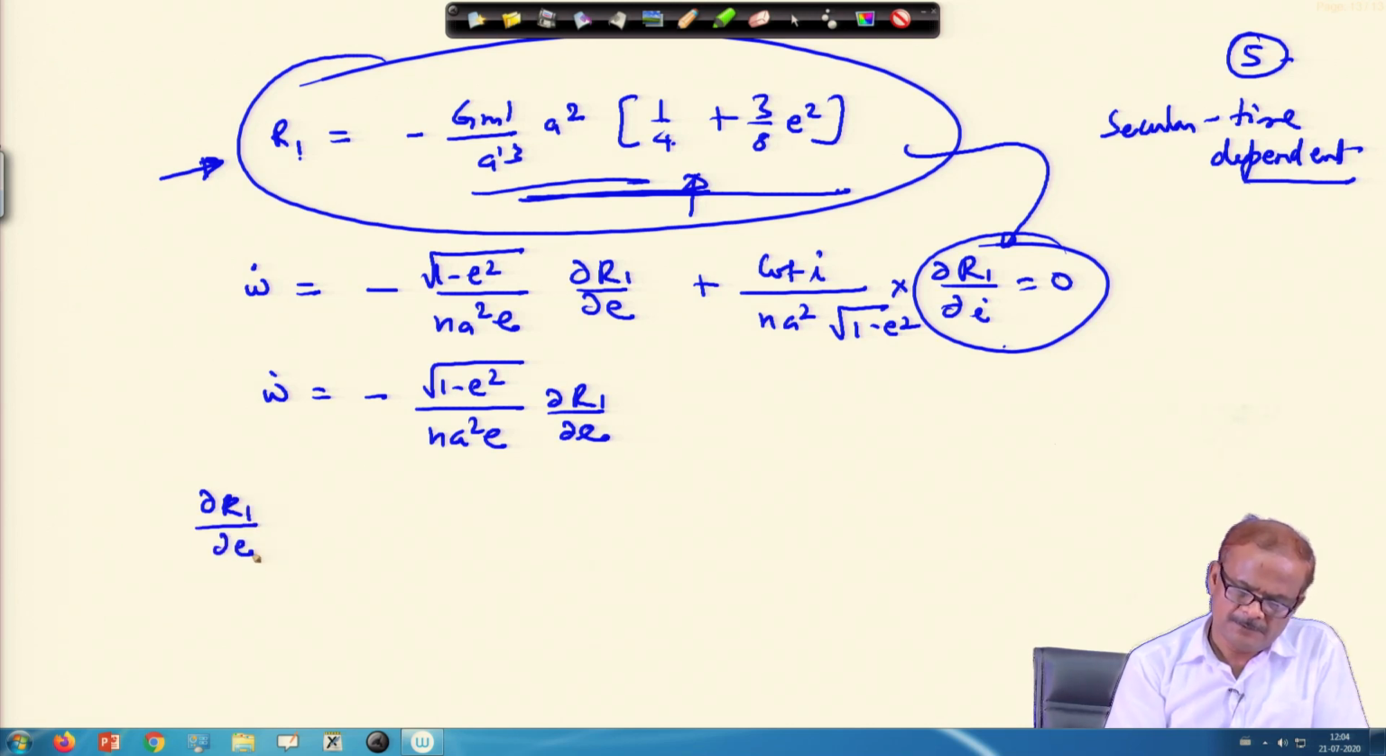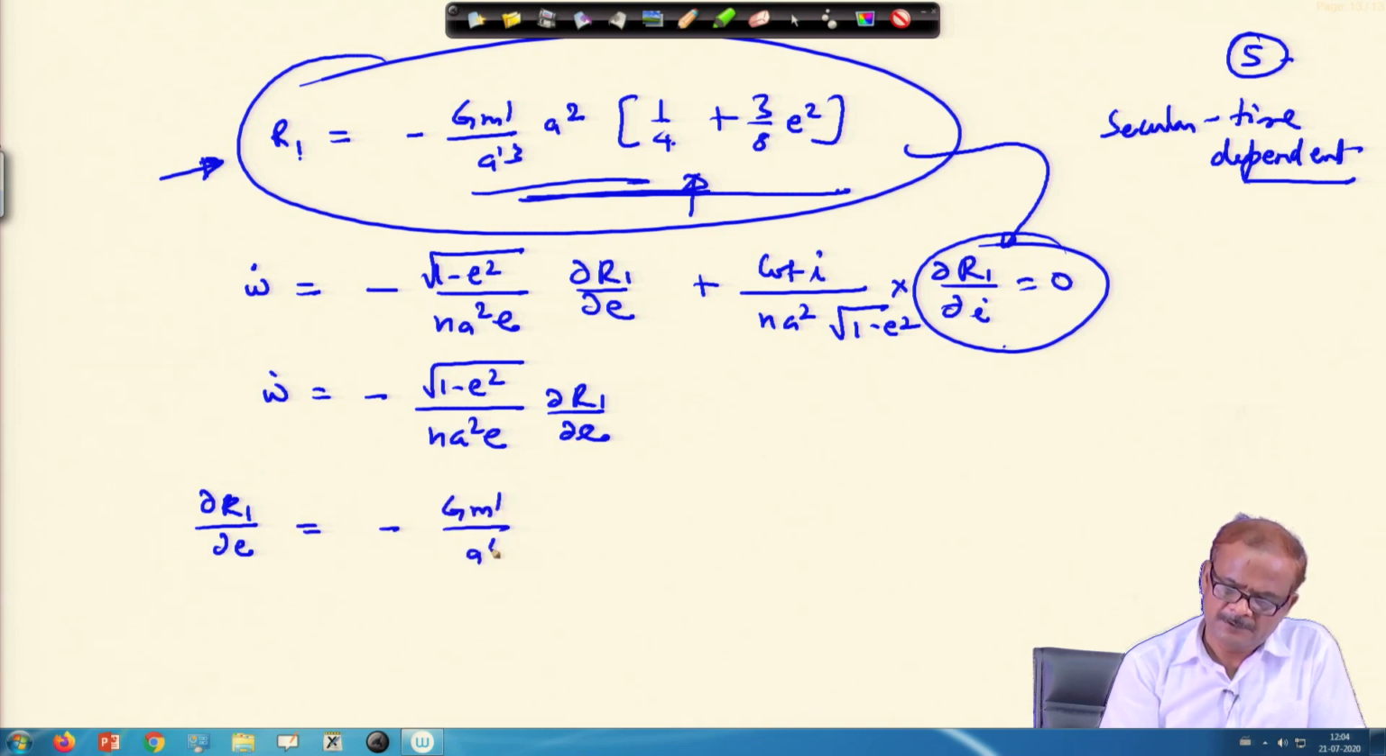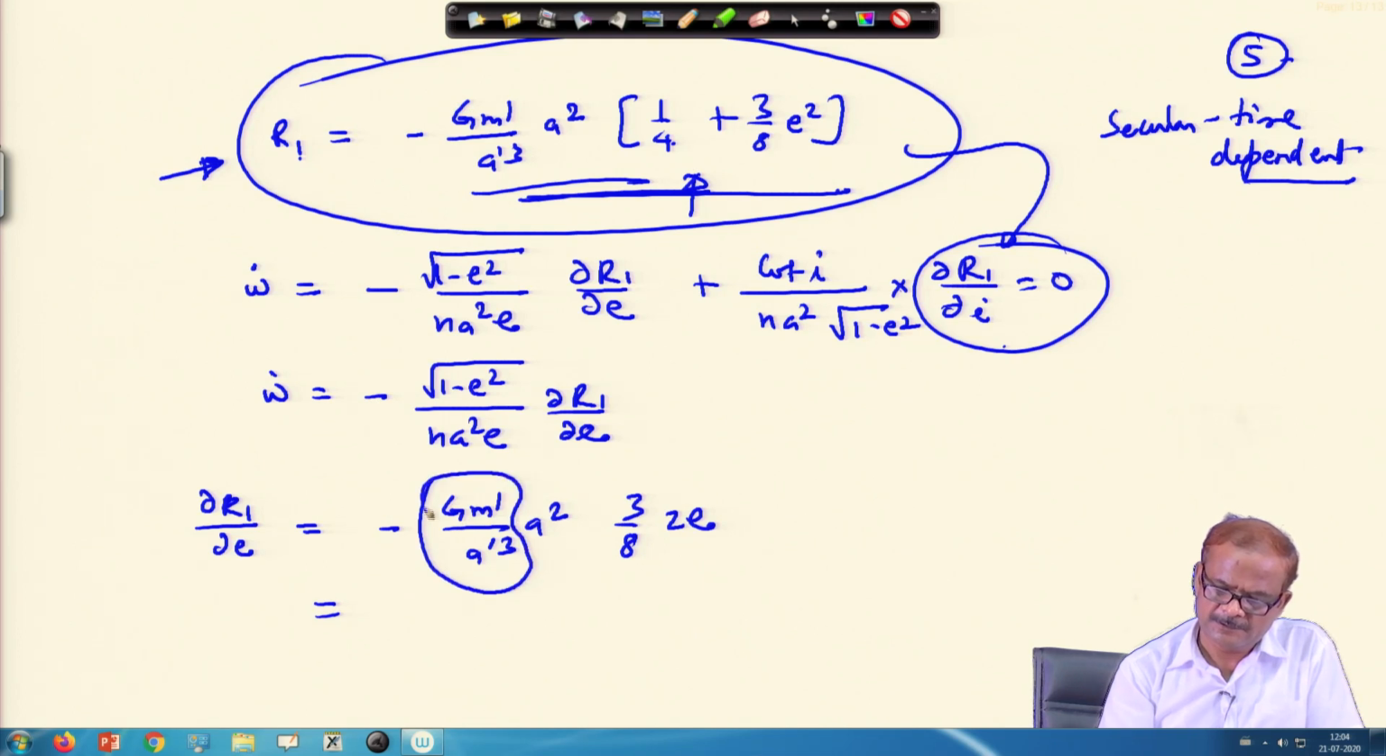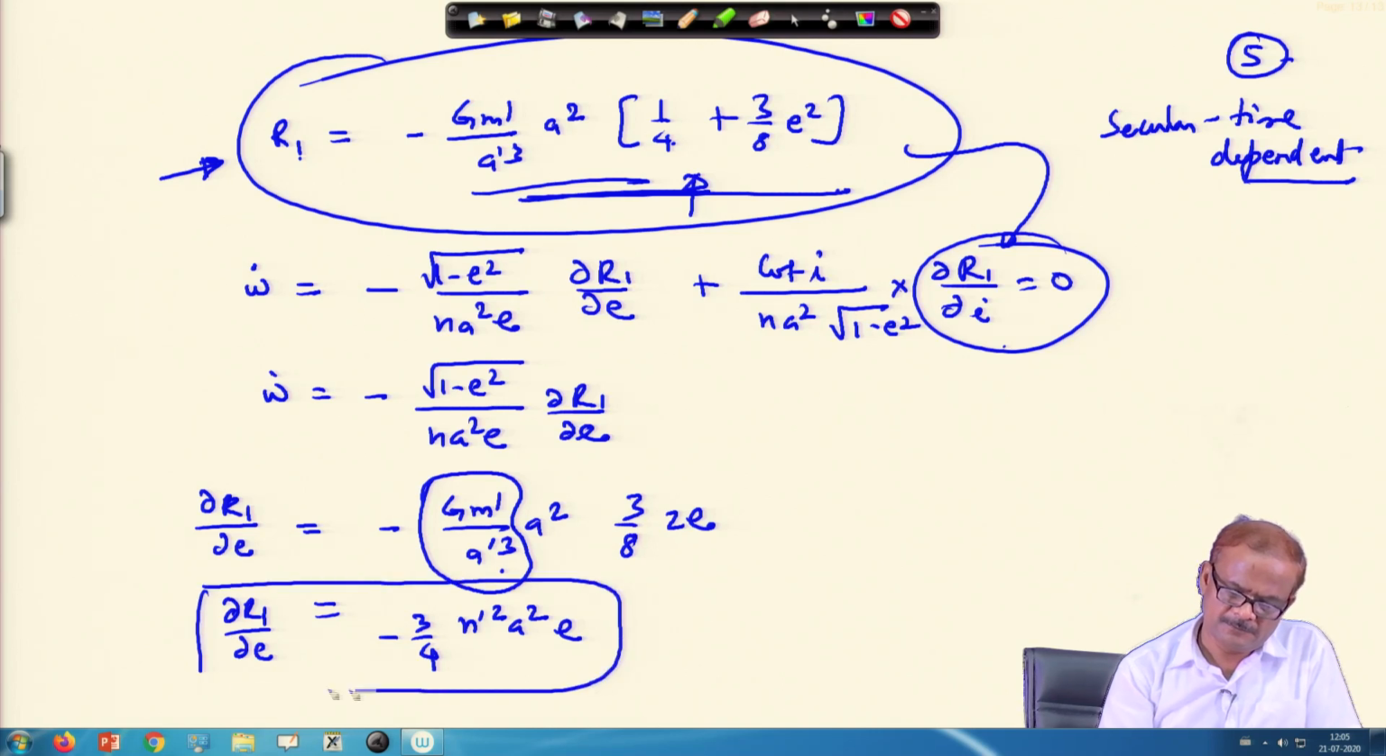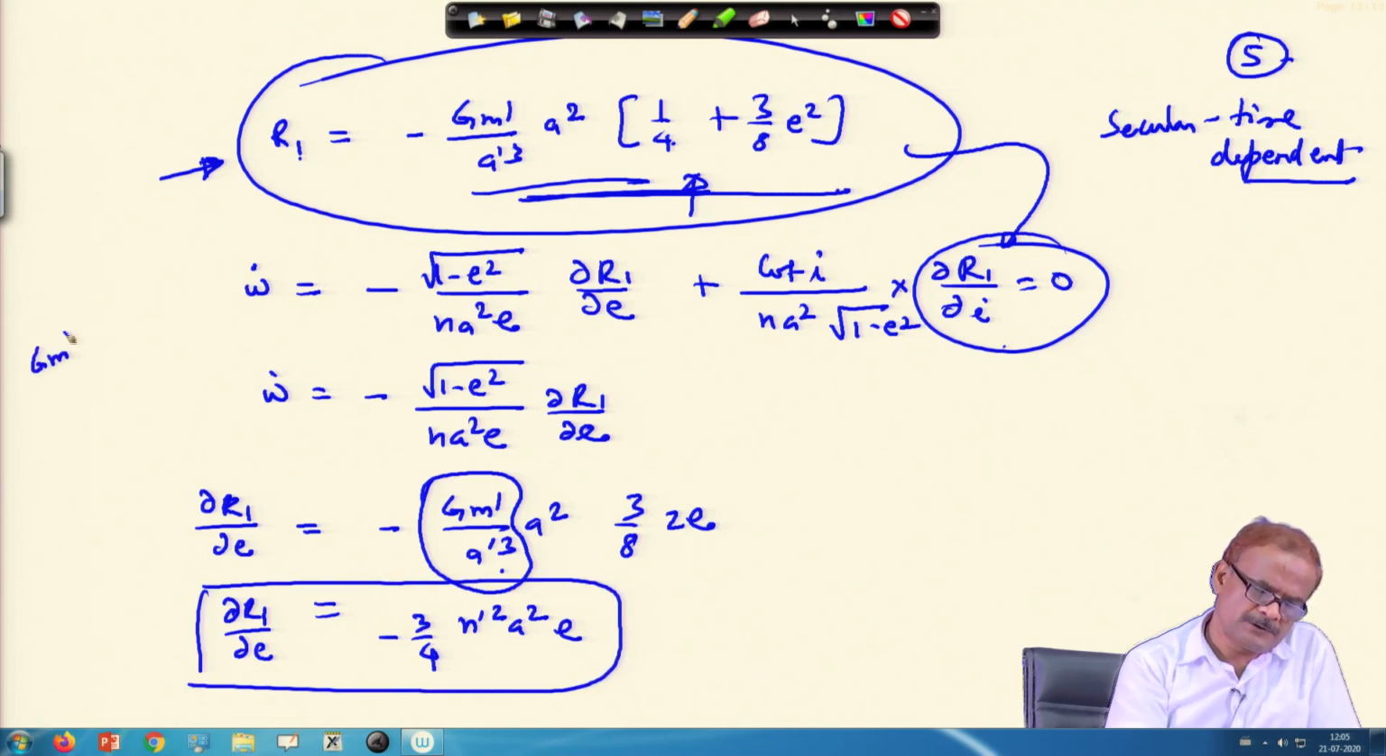So, ∂R1/∂e, this quantity from here we get as minus G m prime by a prime cubed, a squared, 3 by 8 times 2e, and this quantity is nothing but mu prime by a prime cubed, which is n prime squared. So, n prime squared a squared, and this becomes 3 by 4 with minus sign e. So, ∂R1/∂e is this quantity, where G m prime we are replacing by mu prime. So, mu prime by a prime cubed equals n prime squared.